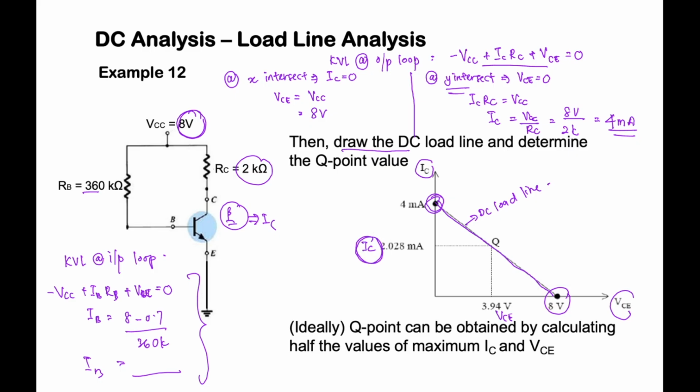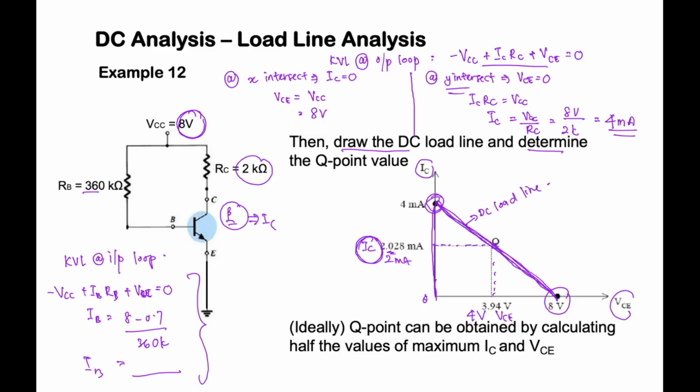So how do we find that? We need to find the center of this DC load line, which we calculated just now. From 0 until 4, we can just assume the center will become 2 milliampere. From 0 until 8, the center will become 4.